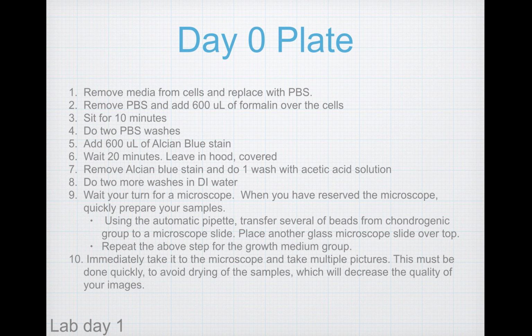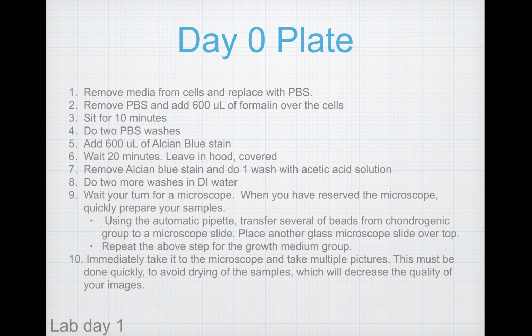Let it sit for 10 minutes to fix the cells. Do 2 PBS washes, then add 600 microliters of Alcian blue stain over the beads. Wait 20 minutes while the well plate sits in the hood covered, with the lid on. Then you'll remove the Alcian blue stain and do 1 wash with acetic acid solution. Do 2 more washes in DI water.